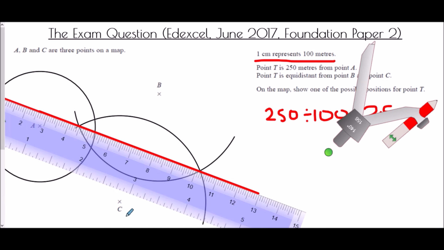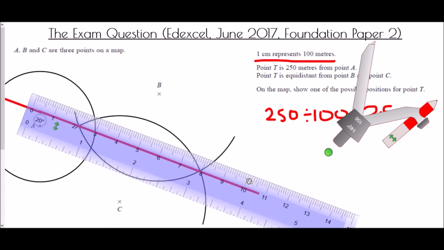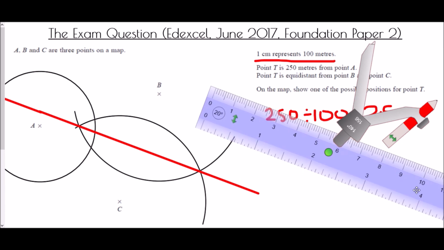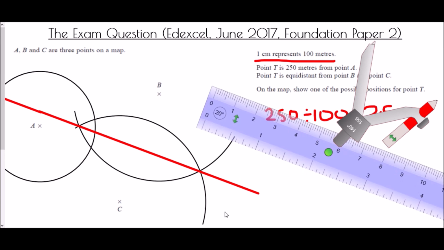And so it asks for the point T. The point T is the point which is 250 metres from A and equidistant from B and C. And so it must be the position where our perpendicular bisector meets the arc around A. And so the only place that we have is here. This would be point T. Now on your diagram, if you're doing it along with me, you will actually have another point that's over in this area here, but it only asks for one position, and so T would be right there.